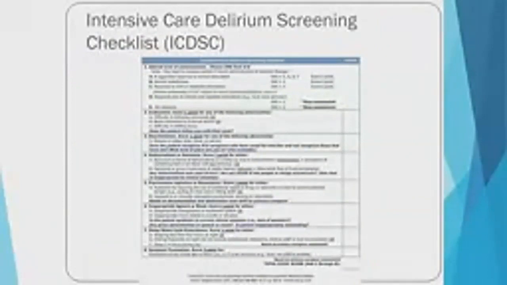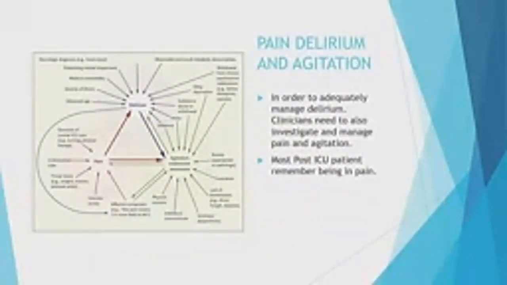We won't go through the ICDSC because it's really busy too. But just so you know, there's 8 measures that you're looking for: altered level of consciousness, inattention, disorientation, hallucinations, psychomotor agitation, inappropriate speech or mood, sleep-wake disturbance, and symptom fluctuation. The total score is 8. You get a 4, chances are your patient has delirium, and you move on from screening them. So if we do it frequently, it shouldn't take time because then you get familiar with it.